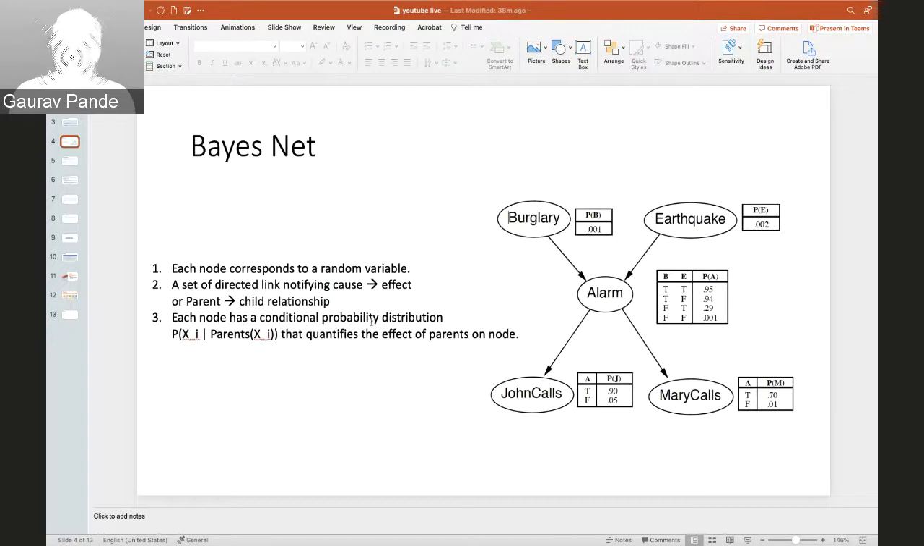Each node has a conditional probability distribution, where the probability of a particular node is conditioned on the parents of Xi. So the probability that the alarm will ring depends on whether the burglary has happened or whether an earthquake has happened. And we call these evidence variables. If we have to calculate the probability of Xi given the parents of Xi, the parents of Xi are basically the evidence variables for this particular case.